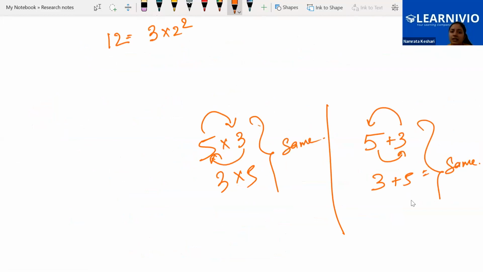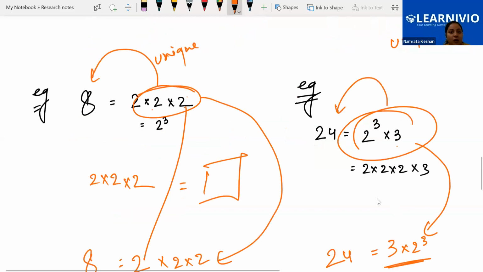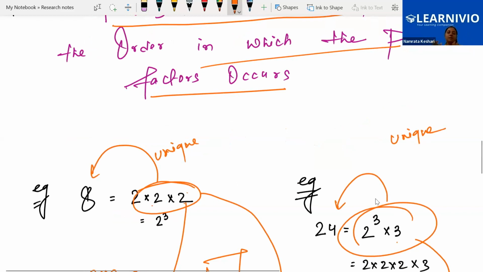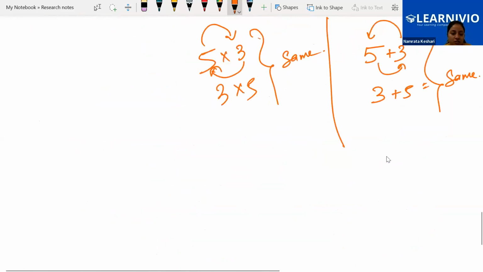So that's what we are saying in the statement, that every composite number can be expressed as a product of primes, which is unique. The primes which we have used to write the product are unique, but the order is not unique. Order can be here and there. It is okay. Is it clear to everyone, the fundamental theorem of arithmetic? Yes, ma'am. It's clear.